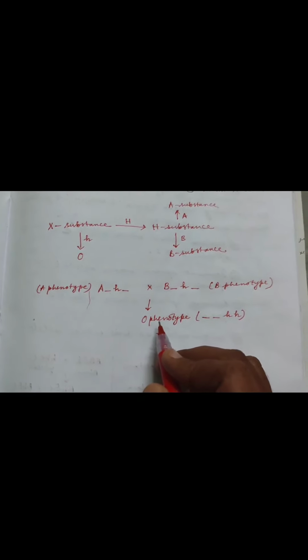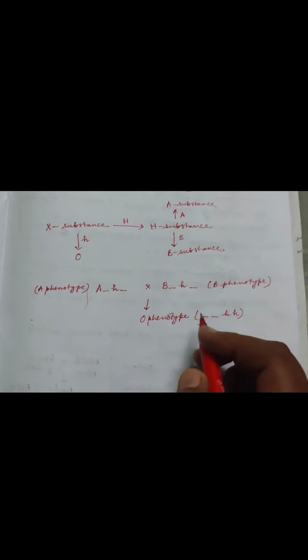And in O phenotype progeny, we know that there will be small h alleles, recessive alleles, present in homozygous condition. So, in both the parents, obviously one h will be present. In A parent also one small h will be present, and in B parent also one small h will be present. So, let's see in which option we can find this kind of combination.